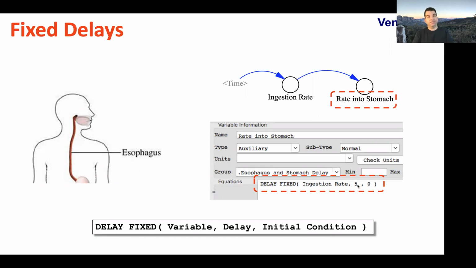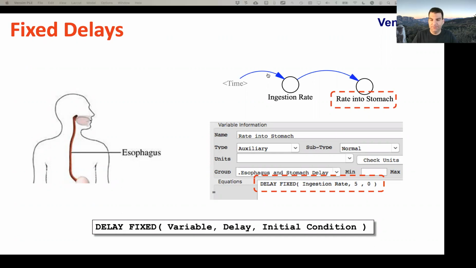And when you start the simulation, it won't have any initial information for what goes into here. It's kind of like if the simulation starts at time 0, we need to ask, well, what's the rate into the stomach? Well, we actually don't know what the rate into stomach is right at time 0. So we are going to assume that the rate into stomach starts at 0. And then for the first 5 seconds of the simulation, it's just going to be 0. And then after the 5th second, it will be the delayed version of whatever was in ingestion rate. So let's see what that looks like.